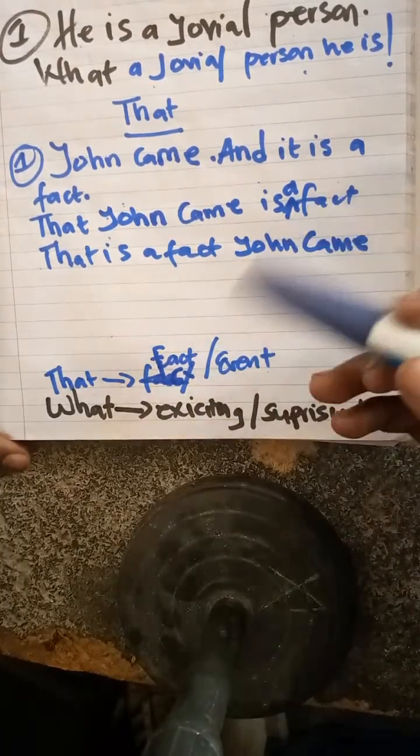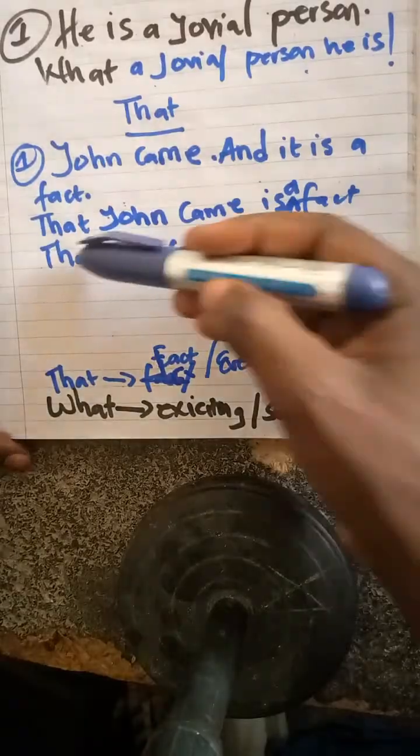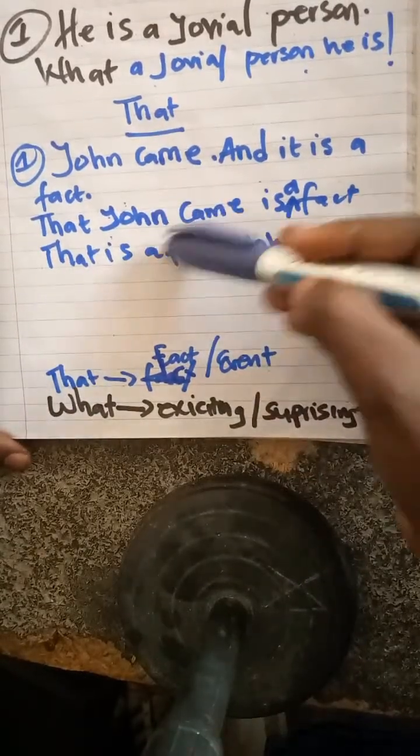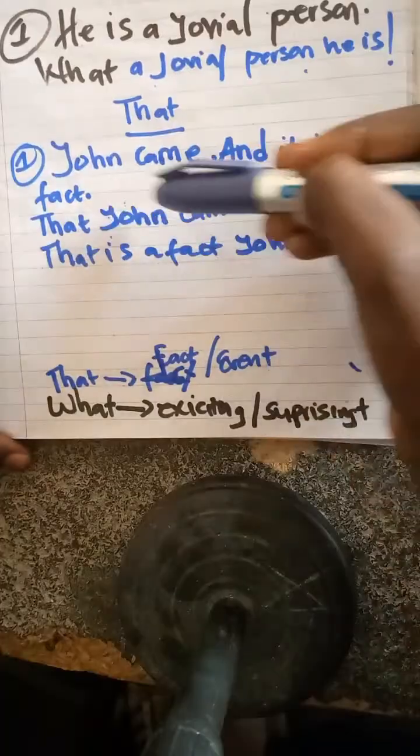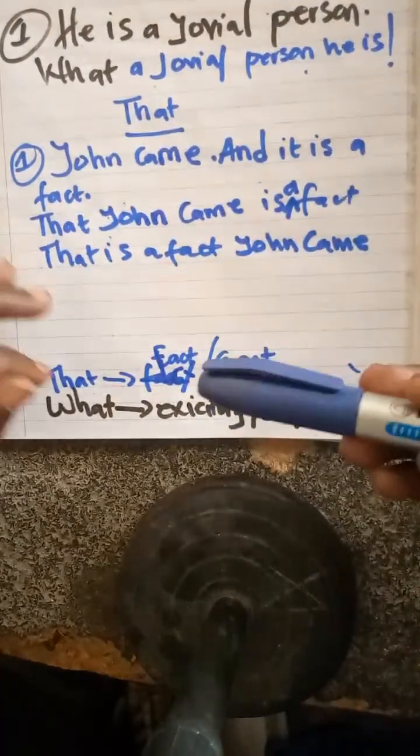So that John came is a fact, or that is a fact, John came. So mind you, you can write it in two ways. If you want, you can start with a fact or the event, or you can start first with the subject, then end with a fact. Sorry, network issues. Sorry.